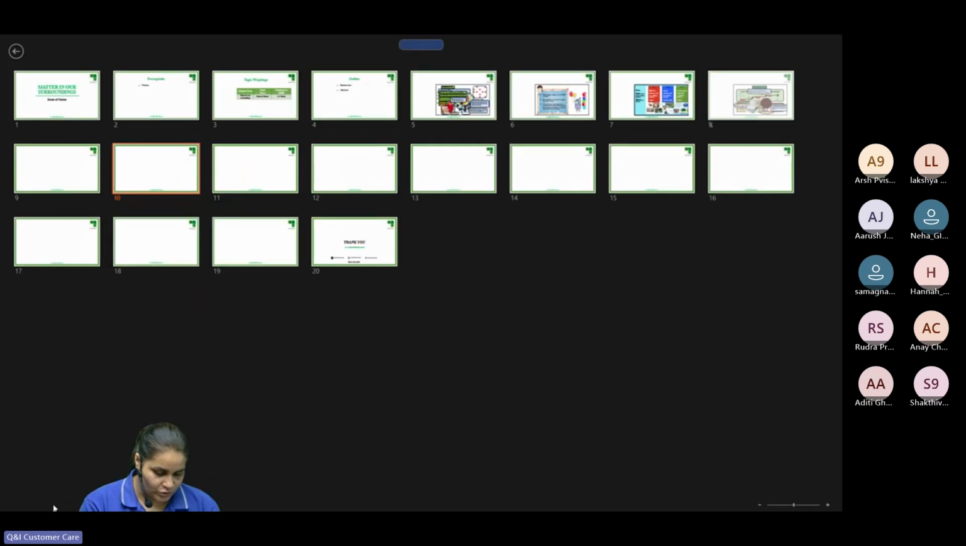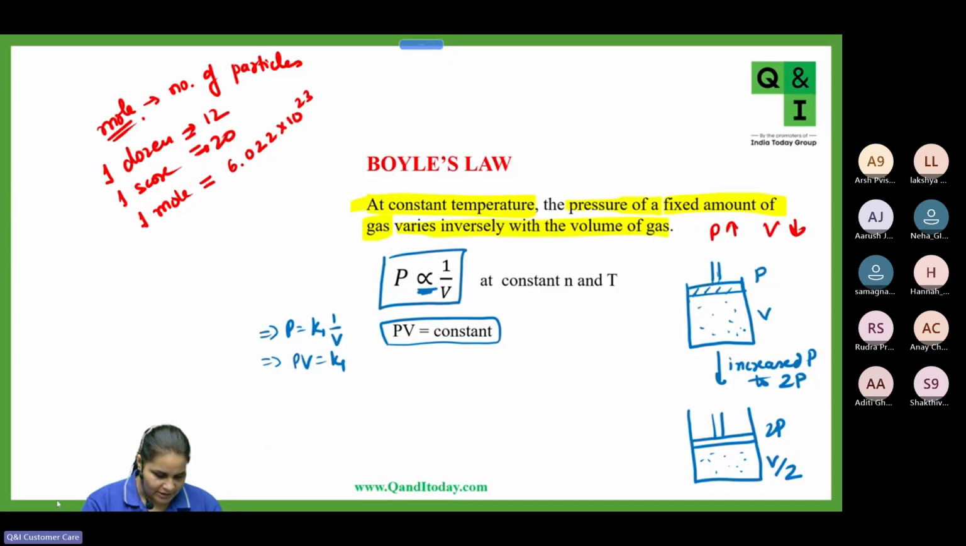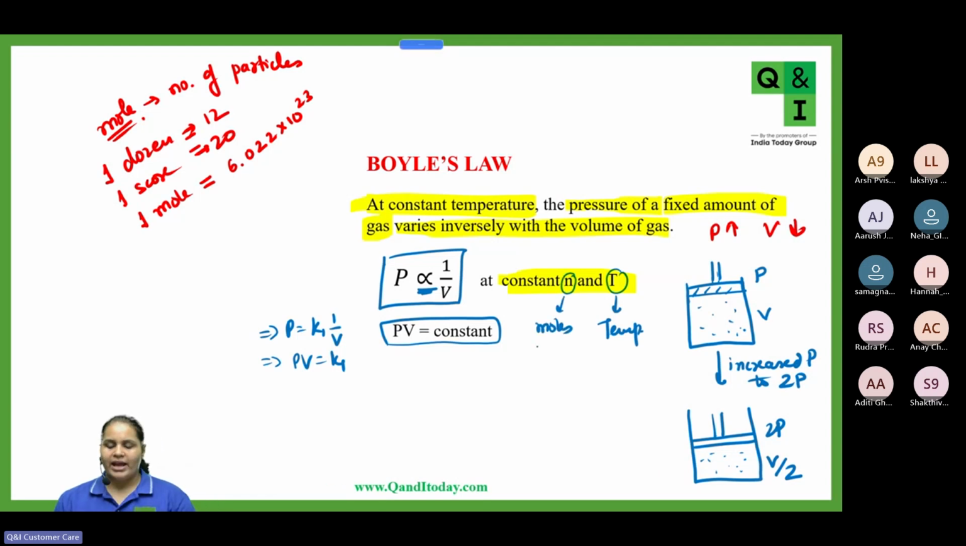But do remember, this is only possible when the temperature is fixed for a fixed amount of gas. Now temperature is shown here with T, and the amount of gas is in terms of moles. So N represents moles of gas. Am I clear? Have you understood so far?